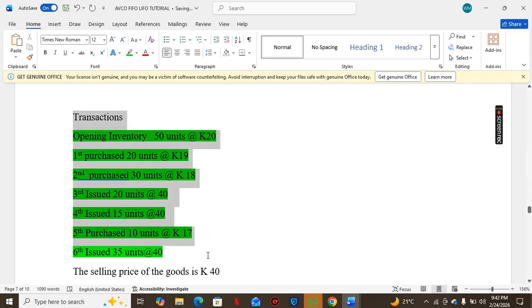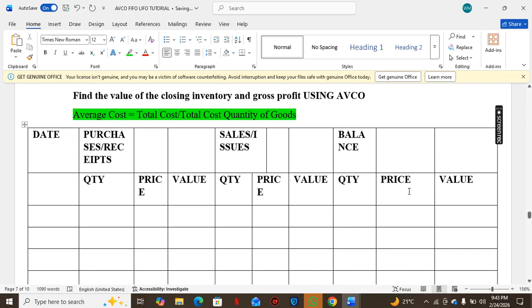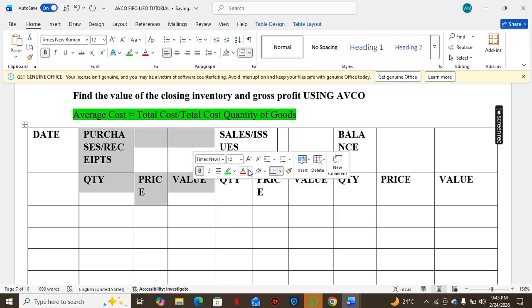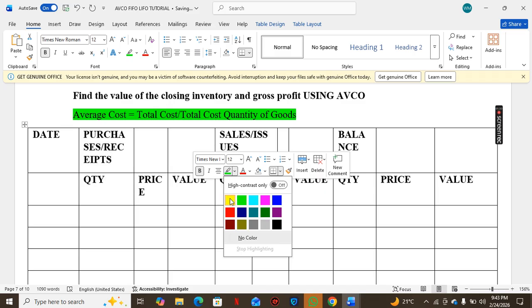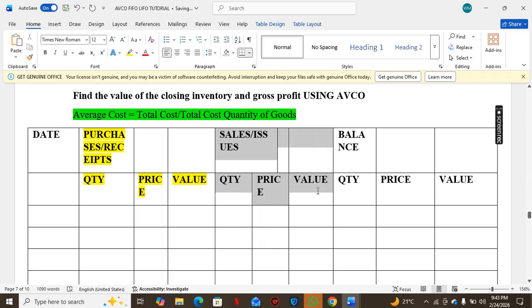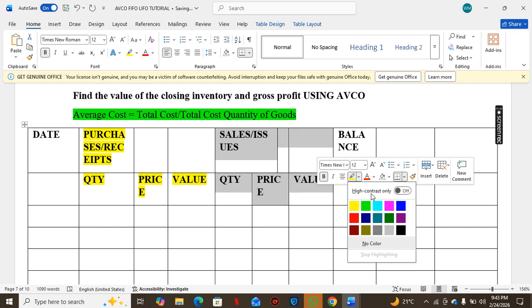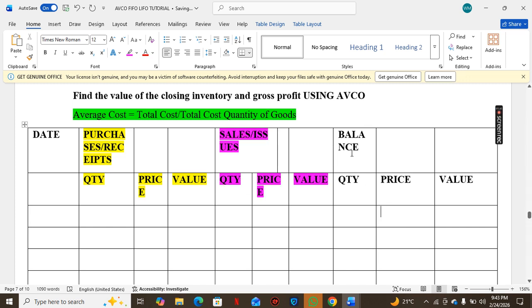Alright, so we've got these transactions here, okay? You always start with opening inventory, 50 units valued at 20 kwacha. Remember, you make your stores ledger. As you can see, there are 4 main columns. You've got your date, the purchases column, the sales or issues column, and the balance column.